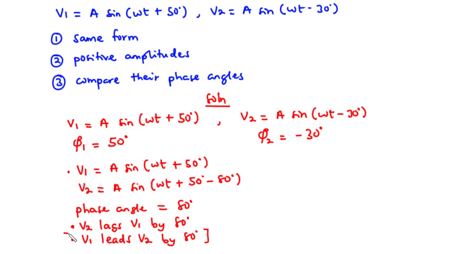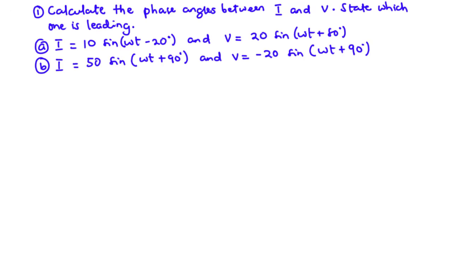So basically that is how to determine the phase angle and which sinusoidal quantity is leading or lagging. Now let's try more complex examples. So for example 1, we are going to calculate the phase angles between I and V, and also state which one is leading.